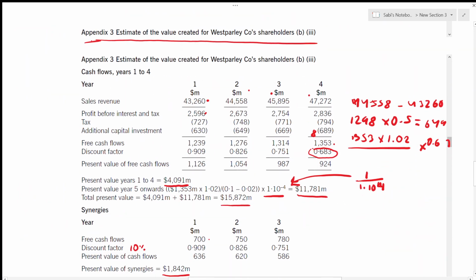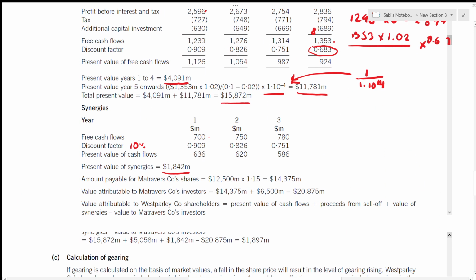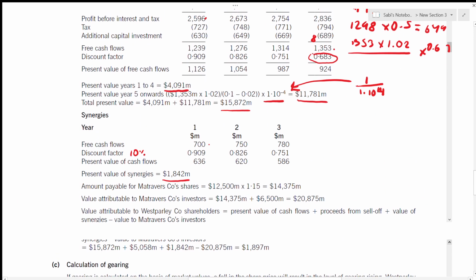So the amount payable for the shares: this is the value of the shares, the equity at Matt River, which is 12,500. That into 15% premium, so 1.15, right? Because you want to find the amount payable for the Matt River shares.